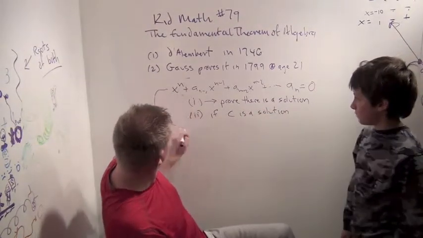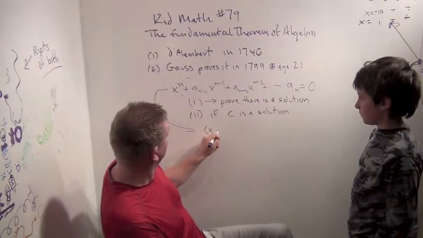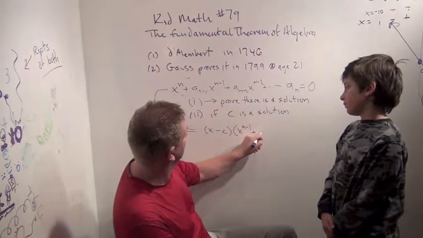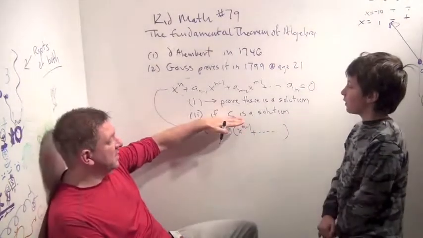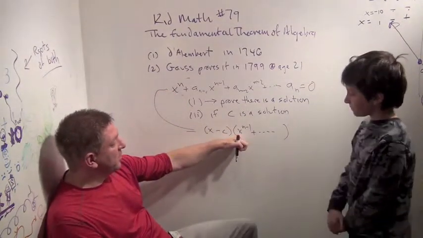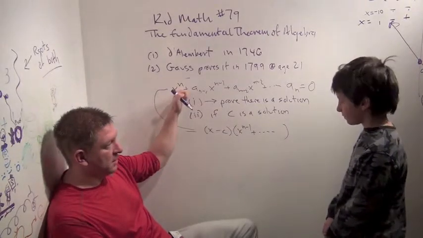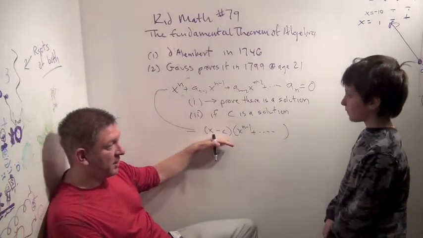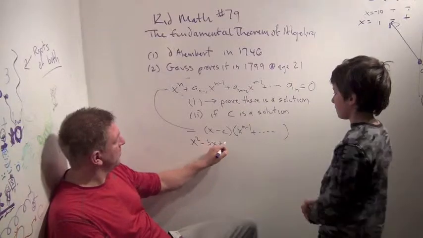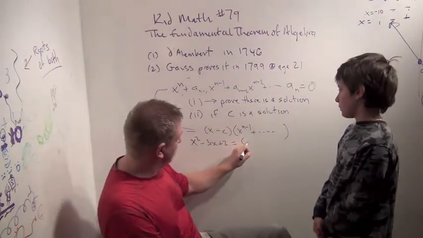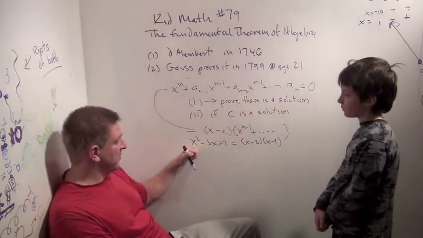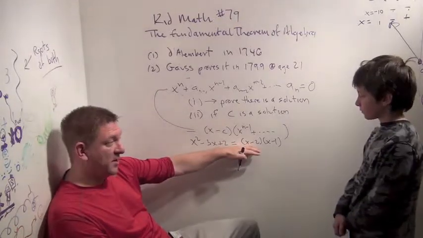then this equals x minus c times x to the n minus 1 plus. So if c is a solution, you can factor out an x minus c from this. And then you can get a polynomial with 1 less degree. So we do this all the time, right? Yes. So for example, for the equation I wrote on the board, x squared minus 3x plus 2, this equals x minus 2 times x minus 1. So we could see that 2 was a solution here, 4 minus 6 plus 2. That means we can factor out x minus 2.